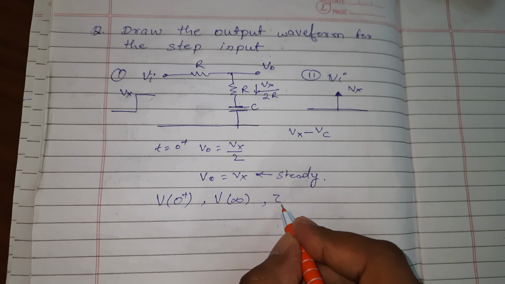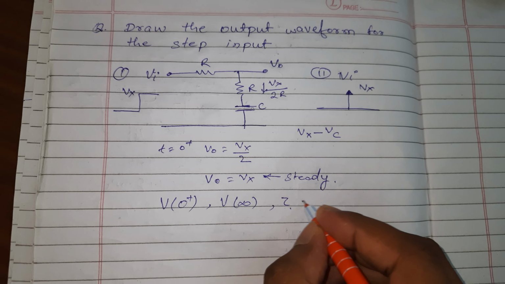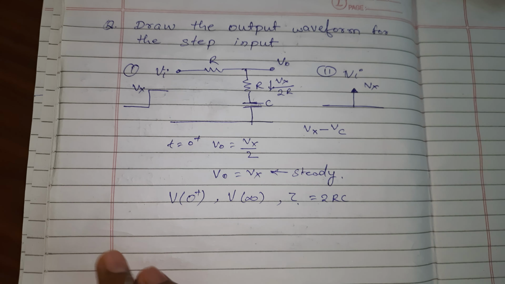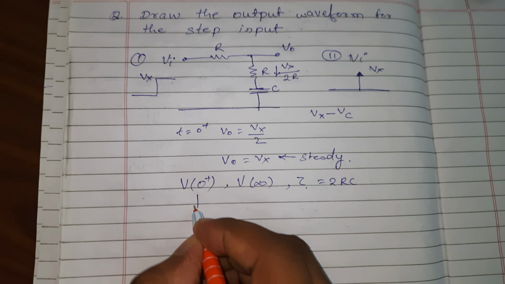To get the time constant for the circuit, we will short this input, and when we short this input, these two resistors will be in series. So the net resistance across this capacitor will be 2R. So the time constant will be equal to 2RC, and V0 plus is equal to Vx by 2, and V infinity is equal to Vx.